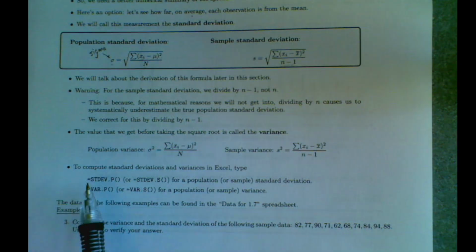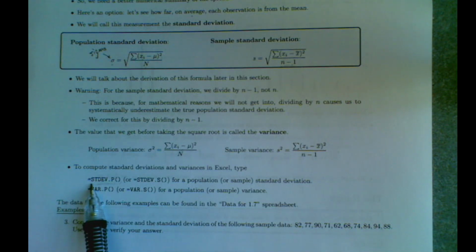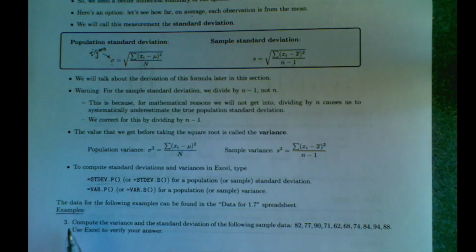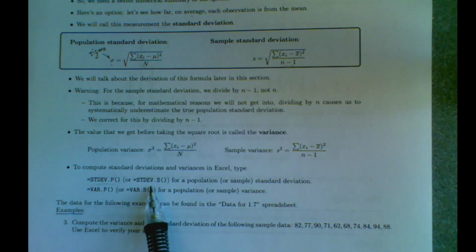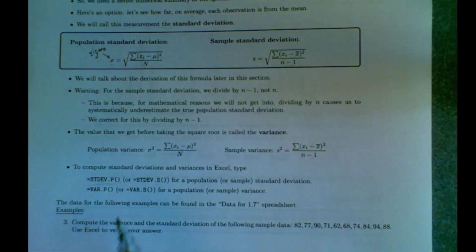In Excel, if we wanted to compute a population standard deviation, we would type in equals STDEV.P. And for sample standard deviation, we would do equals STDEV.S. So P for population, S for sample. And similarly for the variances. These are the functions that we would use in Excel.